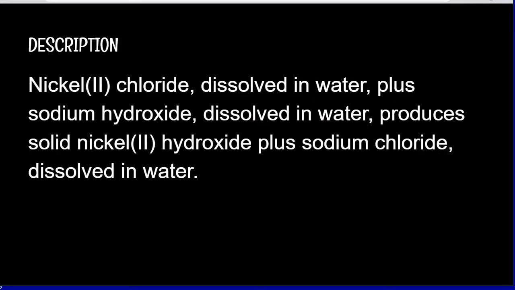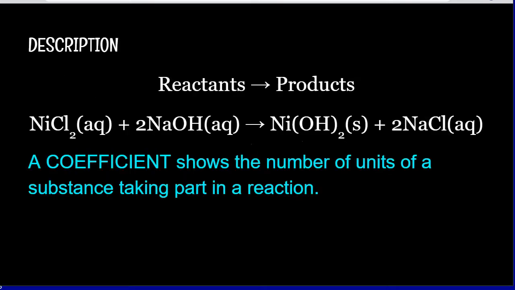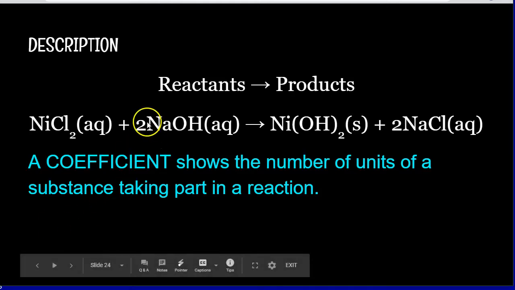The way you would describe this equation is this. Nickel(II) chloride dissolved in water plus sodium hydroxide, also dissolved in water, produces solid nickel(II) hydroxide plus sodium chloride dissolved in water. Notice that the coefficients show the number of units of a substance taking part in the reaction. So we have 2 of these and 2 of these.